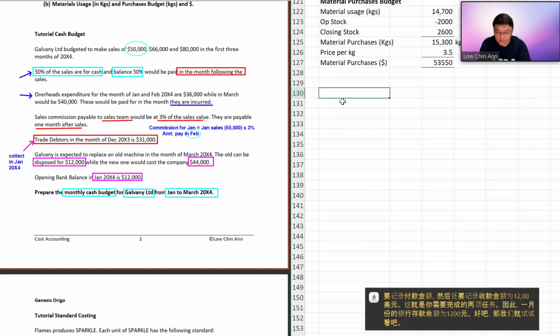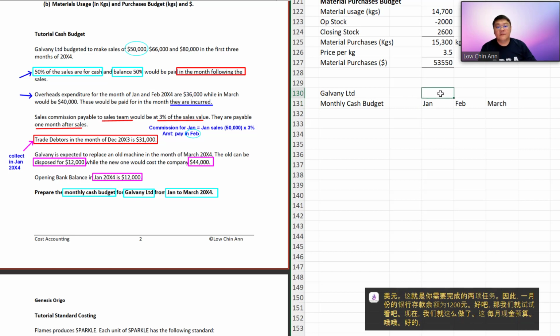Now we're going to do the monthly cash budget. We're going to have January, February, March for 2000X4. All right, January, February, March.